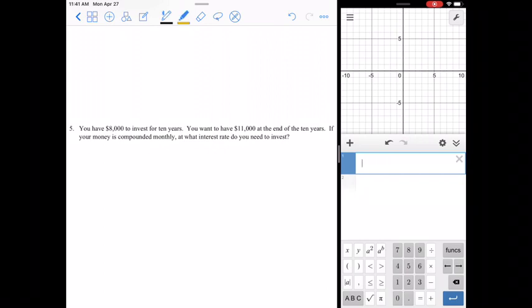So you have $8,000. So our principal is $8,000 to invest for 10 years. Our time, it's going to be over 10 years. I want to have $11,000, so our final amount should be $11,000. And it's going to be compounded monthly. So that is our N. Compounded monthly, so the amount of times it's compounded a year would be 12. So we're looking for R.